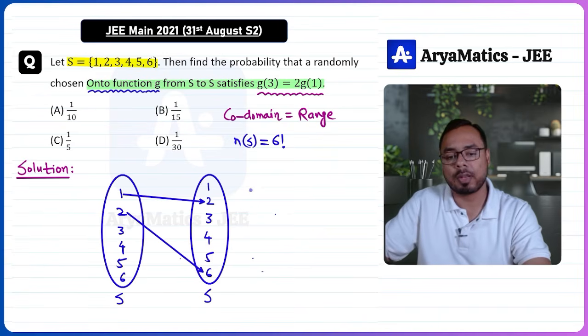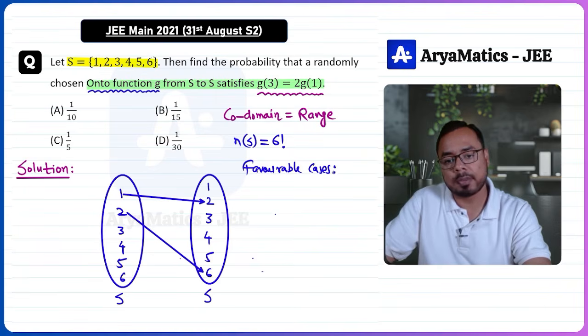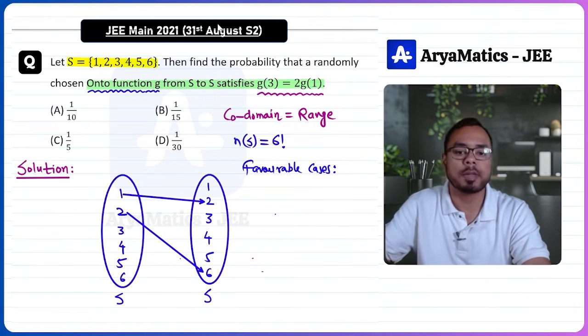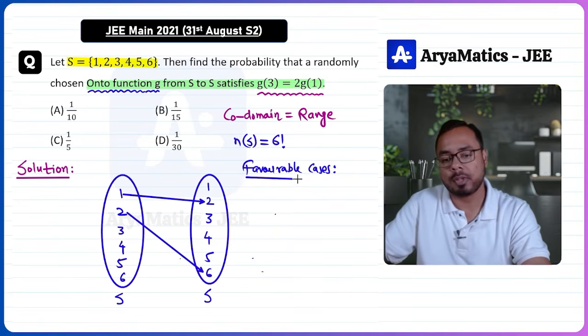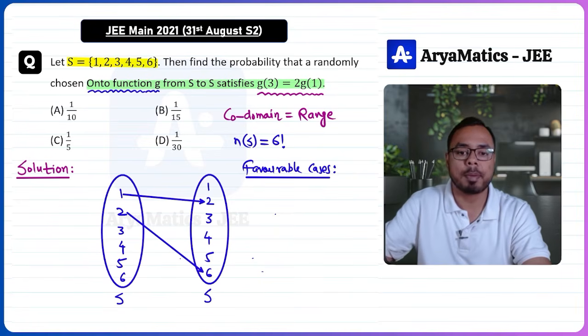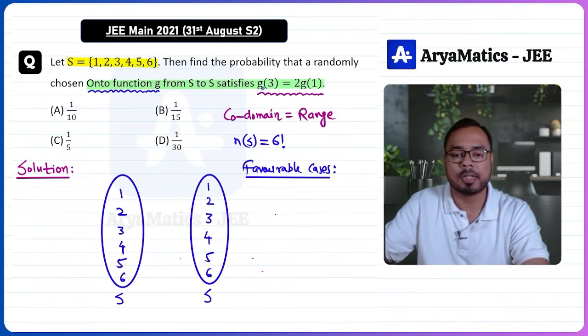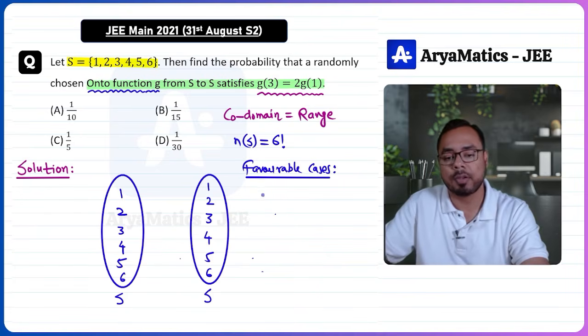Now let us try to figure out how many favorable cases there are, right? If we find the number of favorable cases, then we can get the probability that a randomly selected function will satisfy this equation, that z of 3 is twice of z of 1. So favorable cases are all those cases where this condition is satisfied, that z of 3 is twice of z of 1.